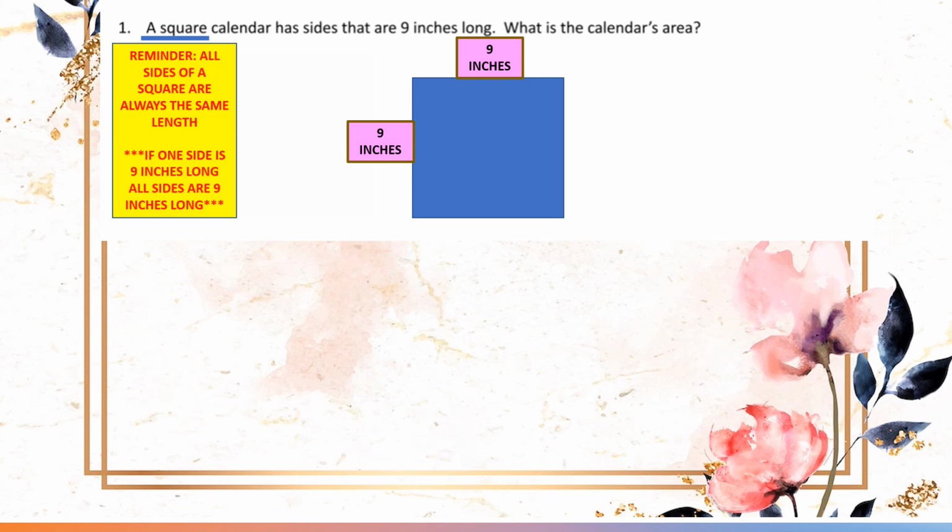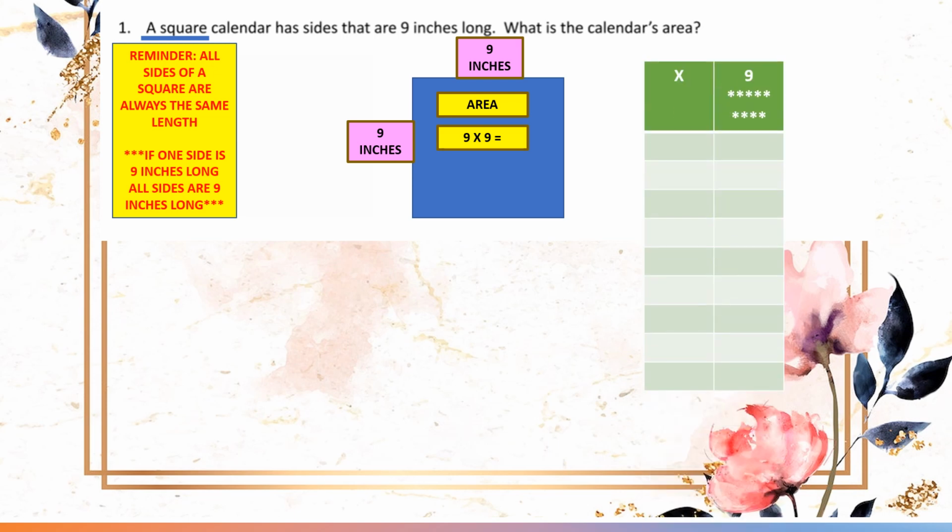Now, we're trying to find the area. Area is length times width. So in the middle of the square, you can write the word area and then write the equation, which would be 9 times 9. Now, if you don't know what 9 times 9 is, that's okay. You can create a ratio table to figure it out. So here we have our ratio table, and let's go ahead and get that filled in.